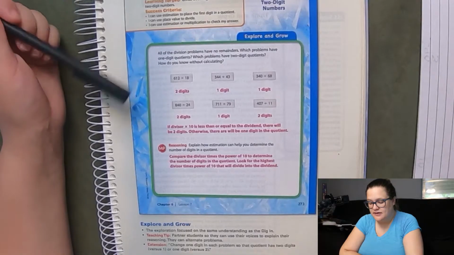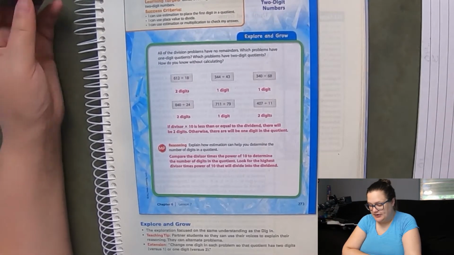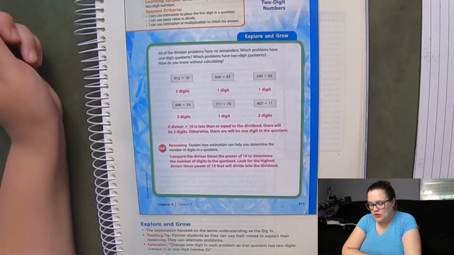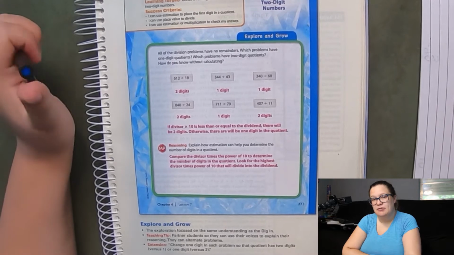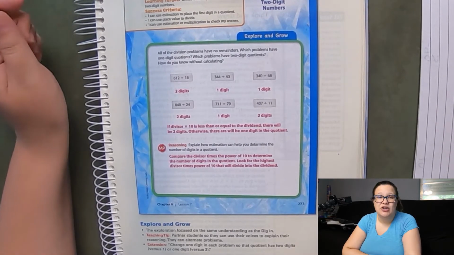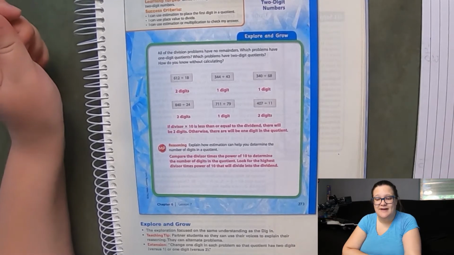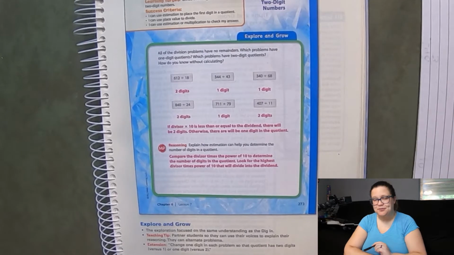In your explore and grow, it says that all of the division problems down here don't have a remainder. None of them have a remainder. Which problems have 1-digit answers and which problems have 2-digit answers, and how do we know? Well, I'm going to tell you how to find that out so that then we can work on these problems.